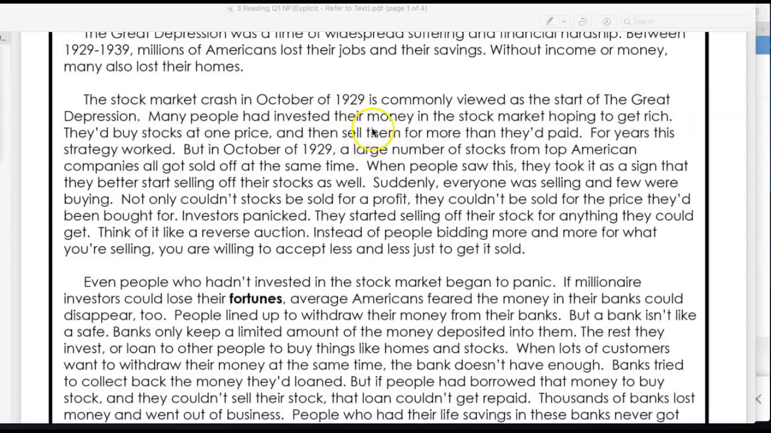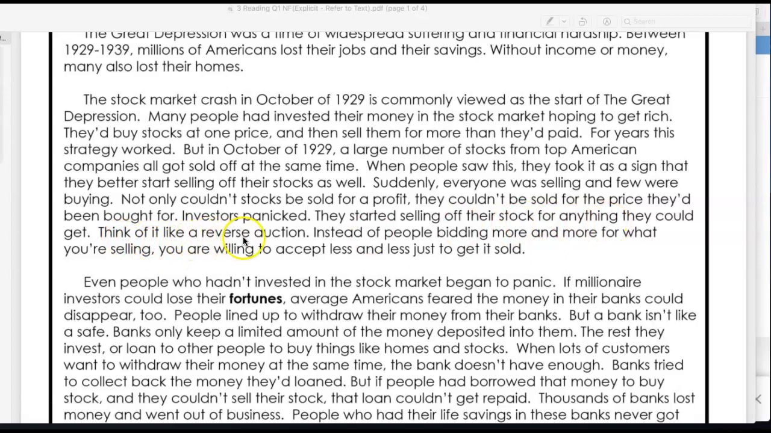Many people had invested their money in the stock market hoping to get rich. They buy stocks at one price and then sell them for more than they paid. For years, this strategy worked, but in October of 1929, a large number of stocks from top American companies all got sold off at the same time. When people saw this, they took it as a sign that they better start selling off their stocks as well. Suddenly, everyone was selling and few were buying. Not only couldn't stocks be sold for a profit, they couldn't be sold for the price they'd been bought for. Investors panicked. They started selling off their stock for anything they could get.